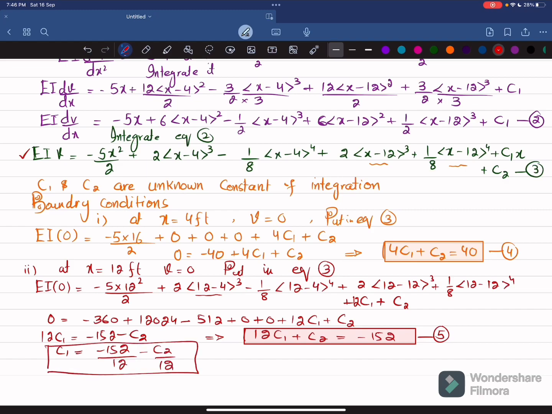So this is the value of c1. If you put this value of c1 in equation number 4, you will get c1 is equal to minus 24. Once you get c1 as minus 24, you can again put it in equation number 4, and you will get c2 equal to 136. Now you have c1 and c2.